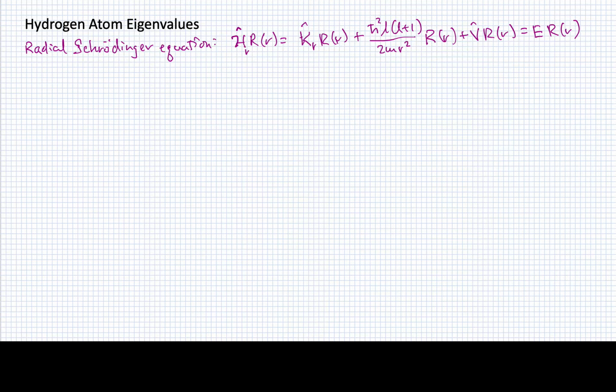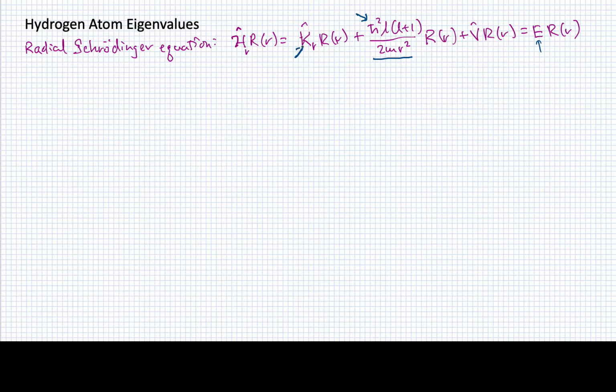We have shown that the solution to the angular part of the Schrödinger equation for the hydrogen atom gives rise to this constant. It's actually this constant up here in the numerator divided by 2mr squared. So we can write a simpler radial Schrödinger equation that now should be solved to find the eigenvalues of the Hamiltonian and the eigenvalues of the hydrogen atom by solving this, I'll say, simpler differential equation.